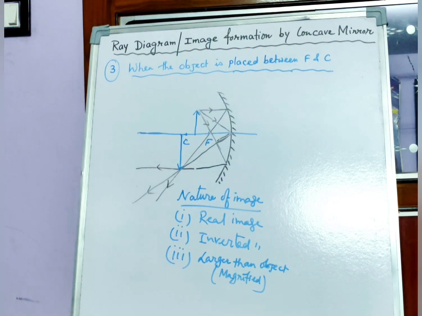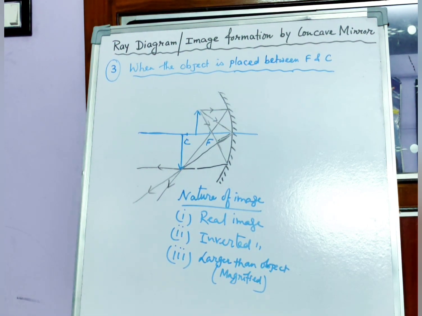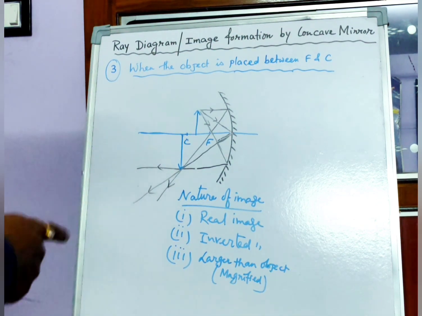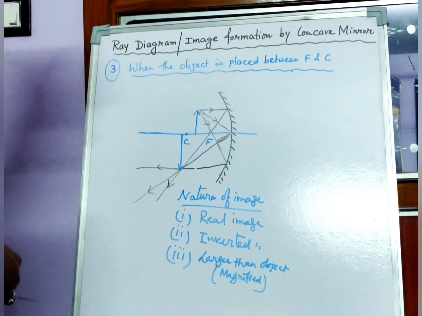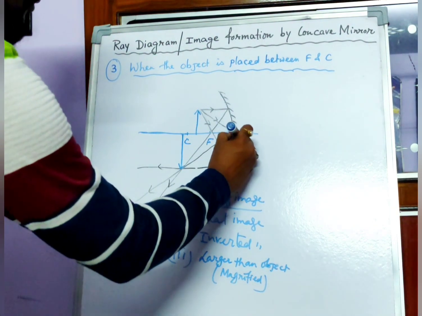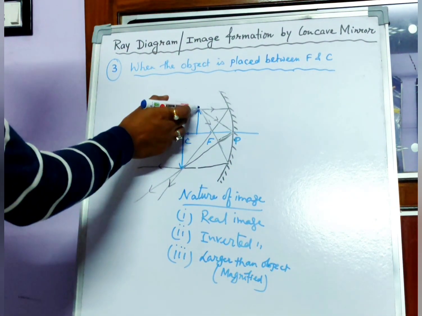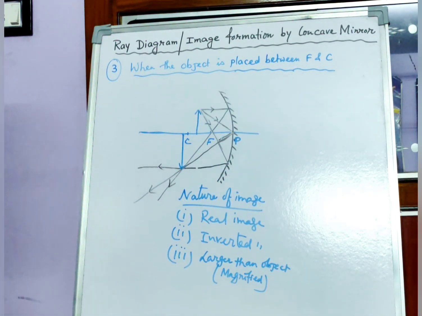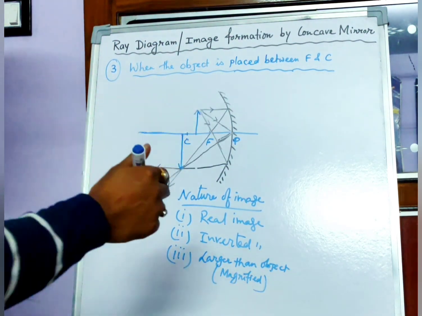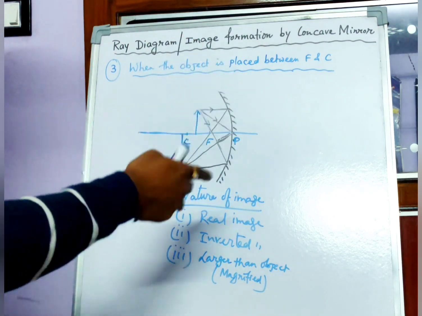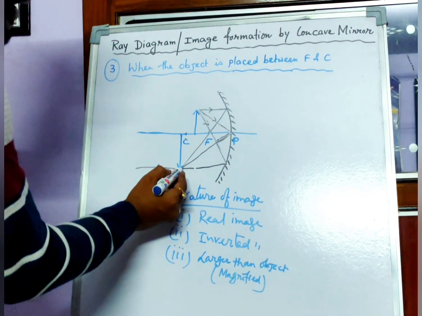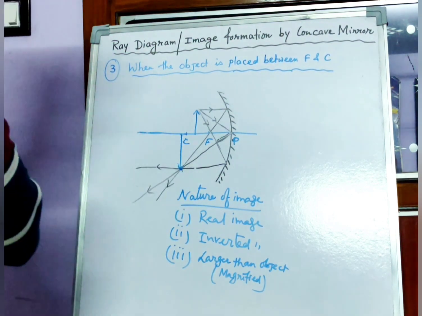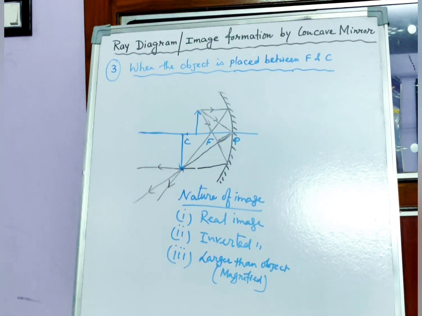When the object is placed between focus and center of curvature, this is how the image will form. Here I have drawn three rays. One is parallel to the principal axis, another is passing through the pole, which is exactly meeting at the pole, and another ray is passing through the focus. Here there is no need to draw three rays, you actually need only two rays. Where they meet, the image will form. This is how you have to draw the ray diagram.